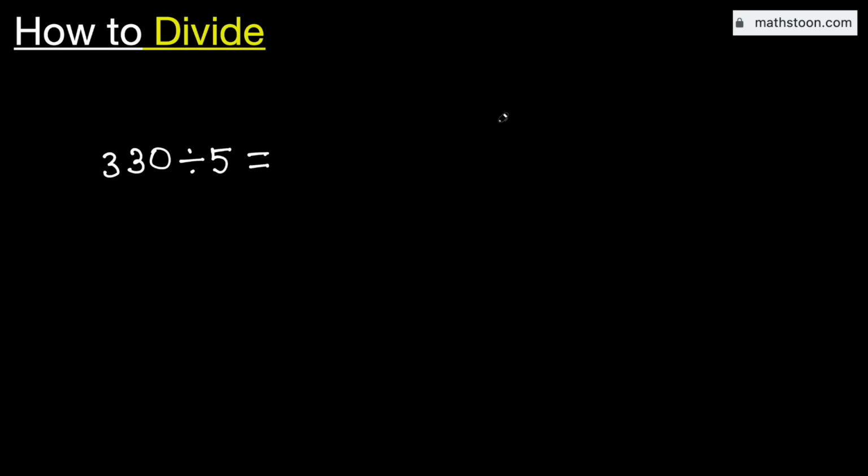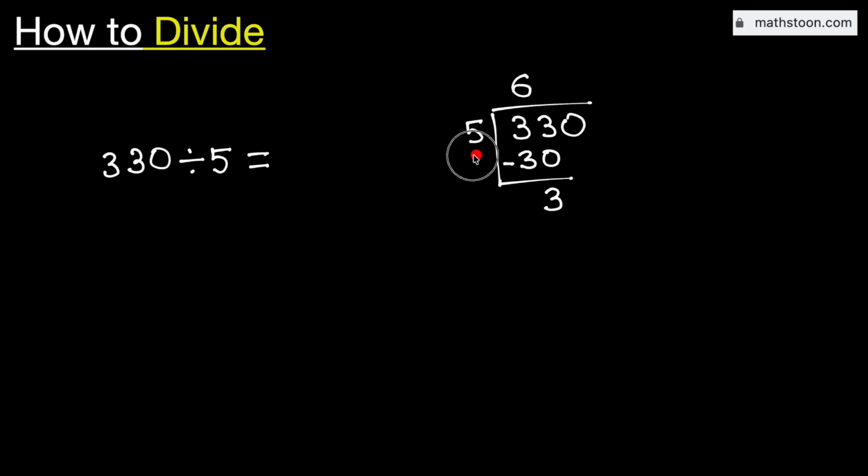In this video, let us learn how to divide the number 330 by 5 using the long division method. See that 3 is less than 5. That is why we will consider the number 33. We know that 5 times 6 is 30. Subtract, we get 3.